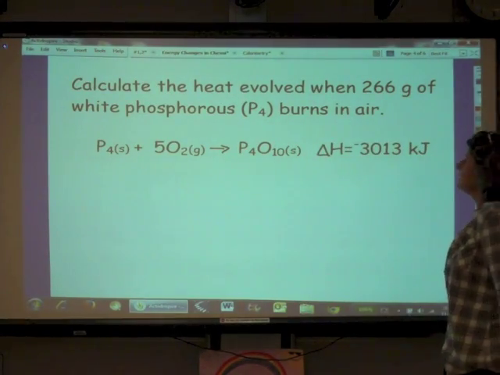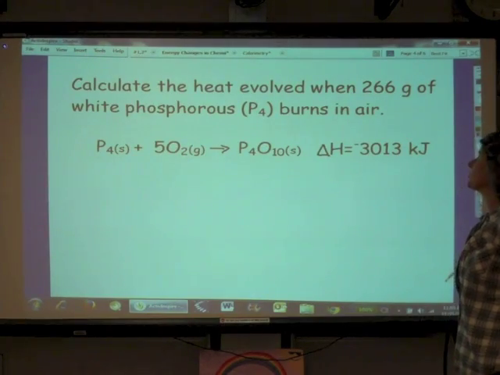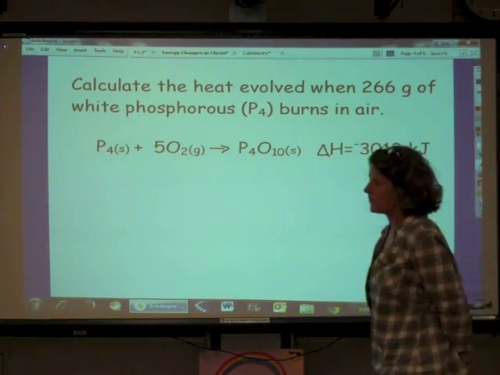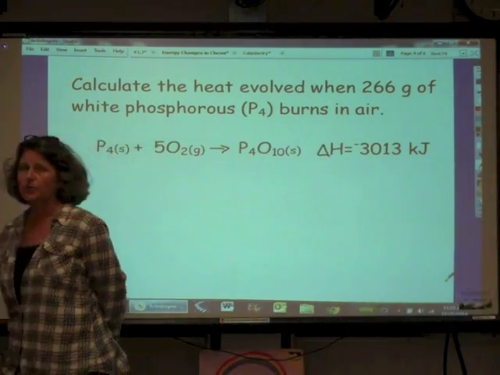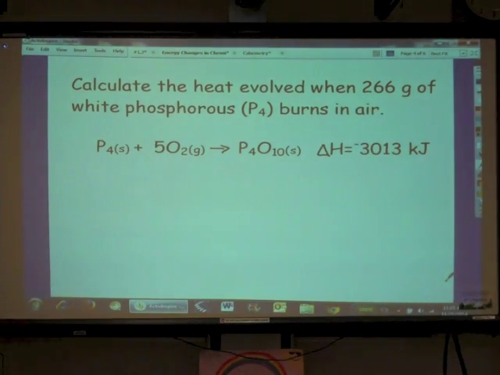Calculate the heat evolved when 266 grams of white phosphorus, P4, burns in air. So here is our balanced equation, and there is the heat, the energy associated with that reaction. The delta H of that reaction is negative 3,013 kilojoules.